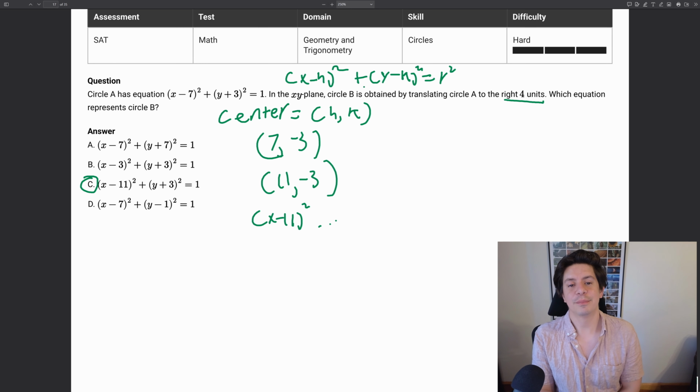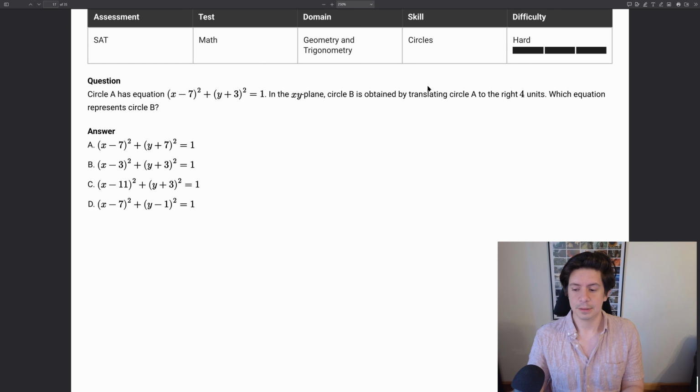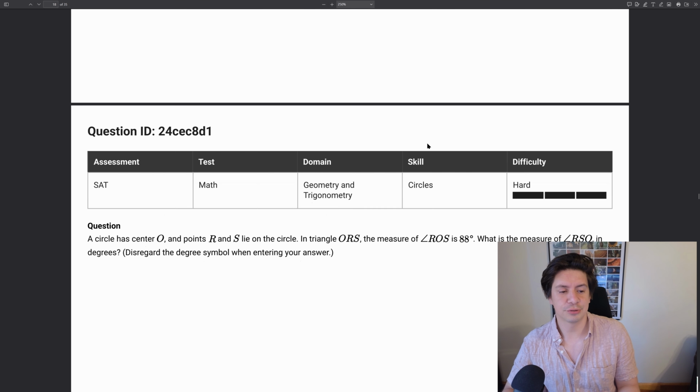That's all. The important thing that you need to know for this question and many others is the standard form of a circle in a coordinate plane. But once you have that, you'll be fine. So already 2 questions down. Let's try the next one.